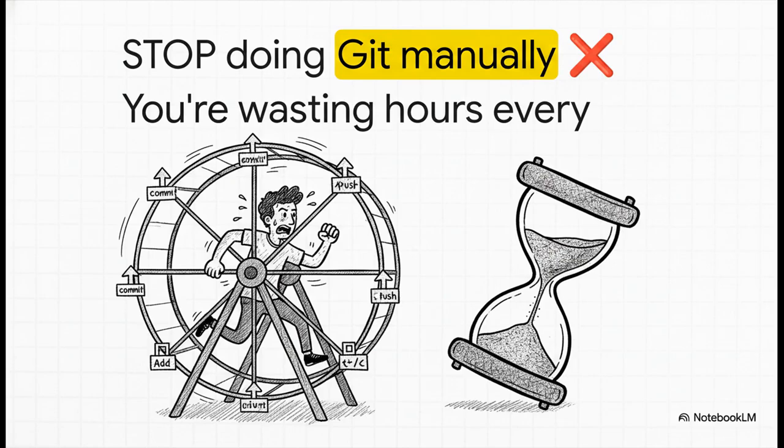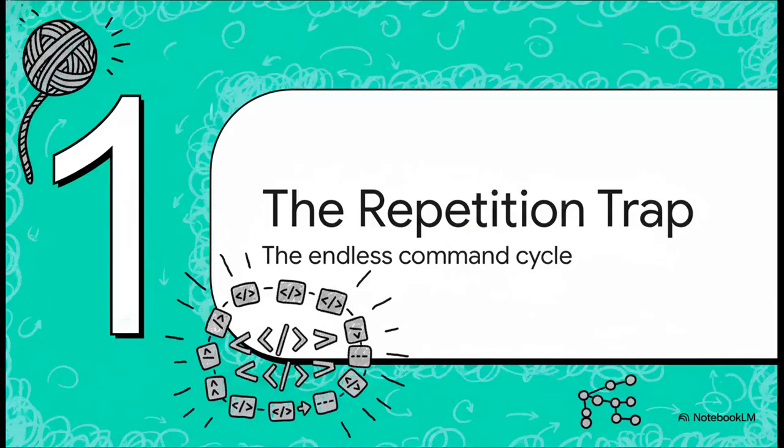Look, if you write code, you know the grind of repetitive git commands. It just feels like a necessary part of the job, right? But have you ever really stopped to think about how much time that grind is actually costing you? So first, let's talk about a workflow that is probably way too familiar. I like to call it the Git repetition trap. You know, that endless cycle of commands you have to run for every single new project.